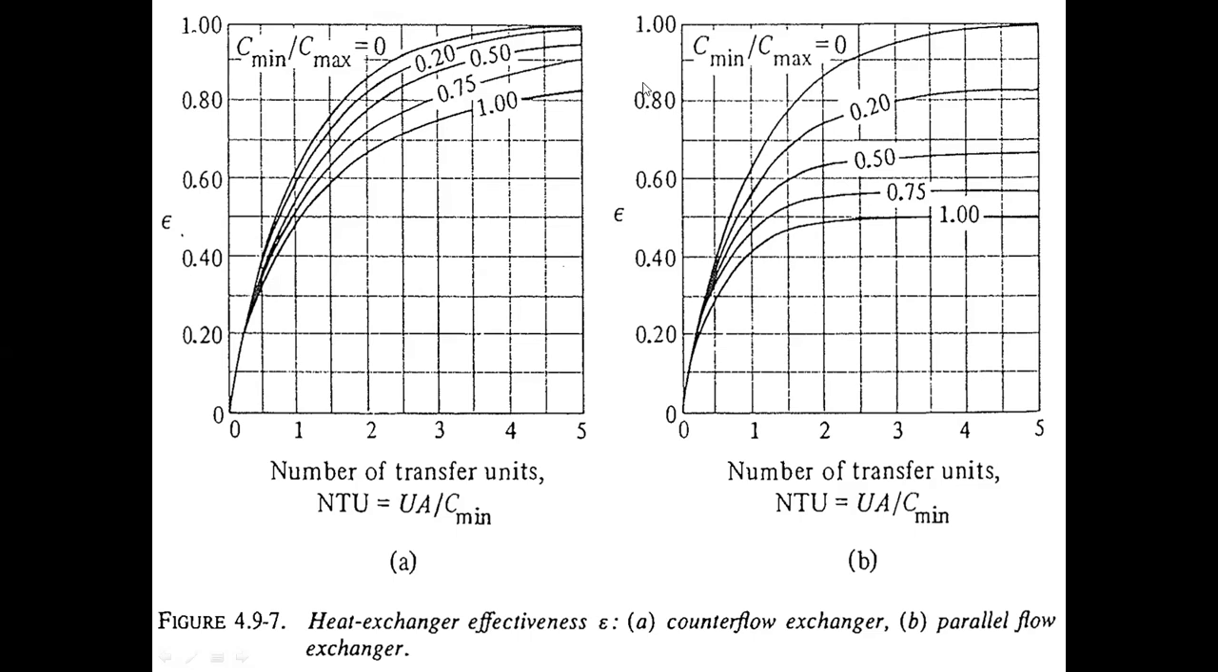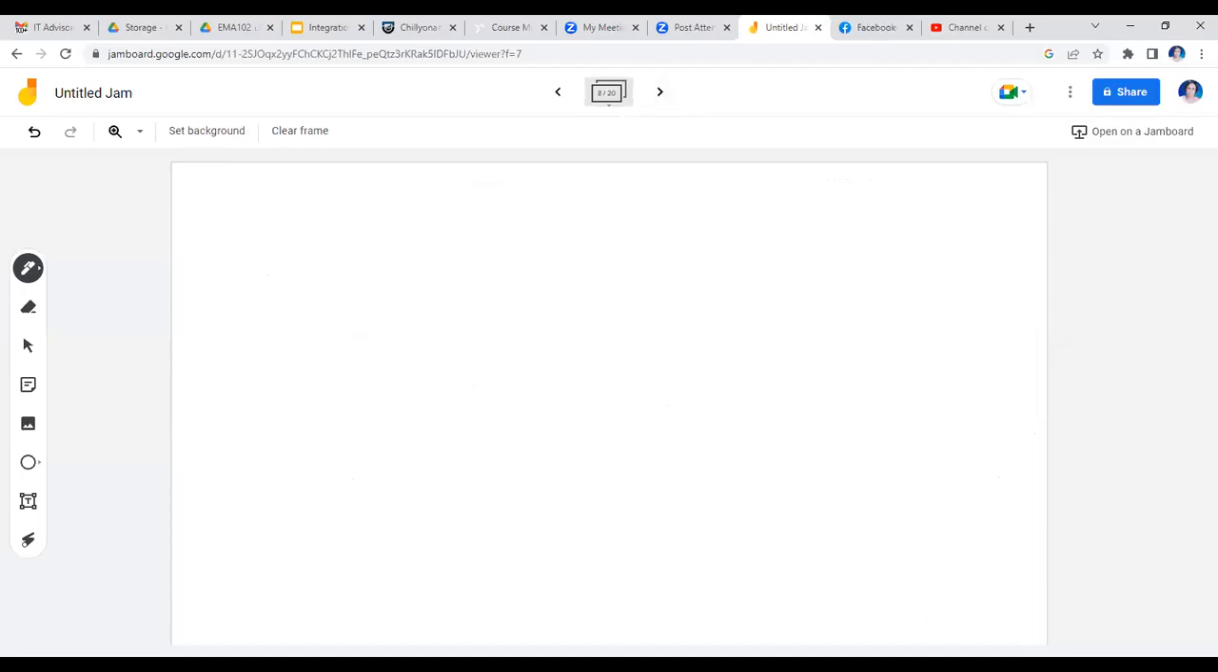Okay, so that's your C minimum, C maximum ratio. So we'll have the NTU. The number of transfer units is UA over C minimum.